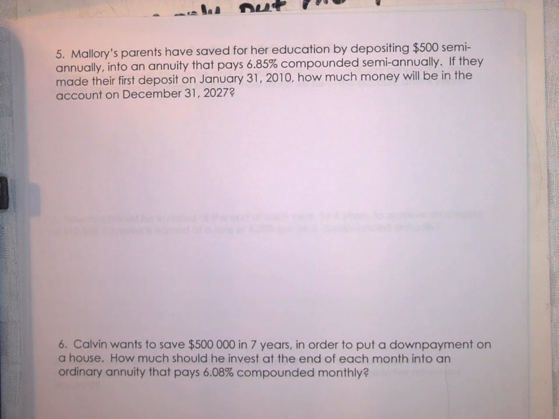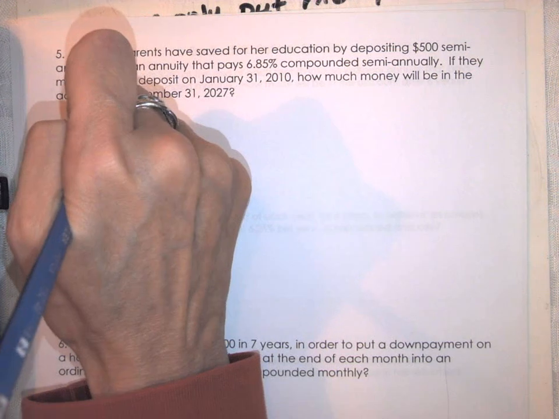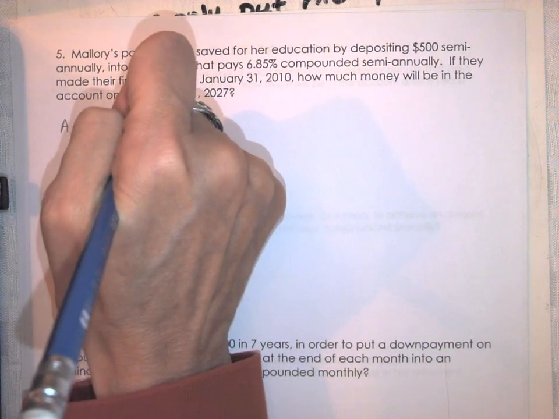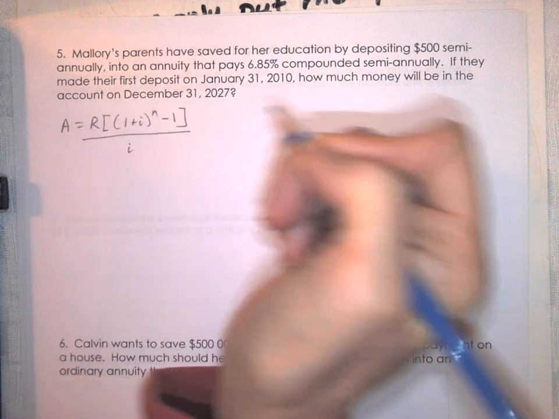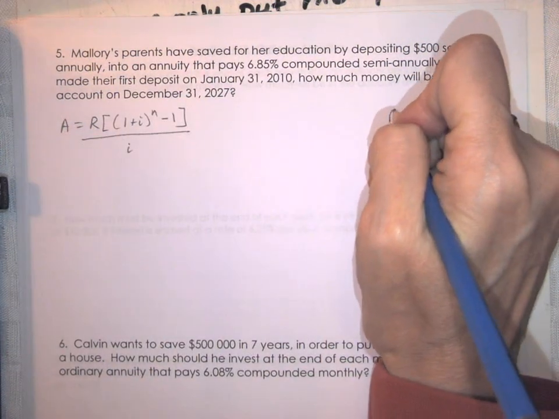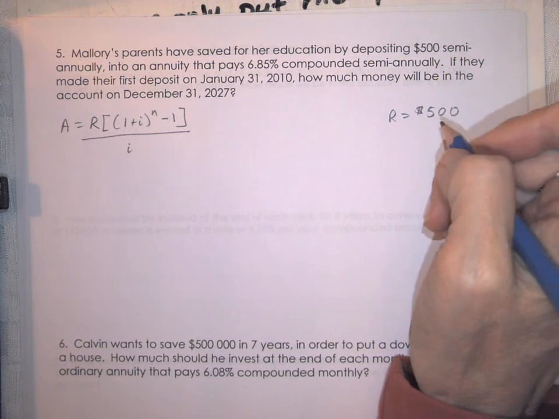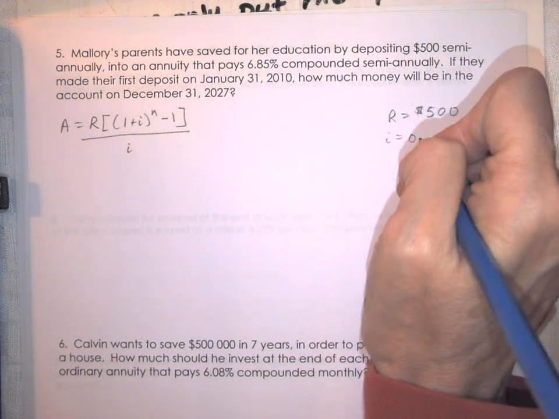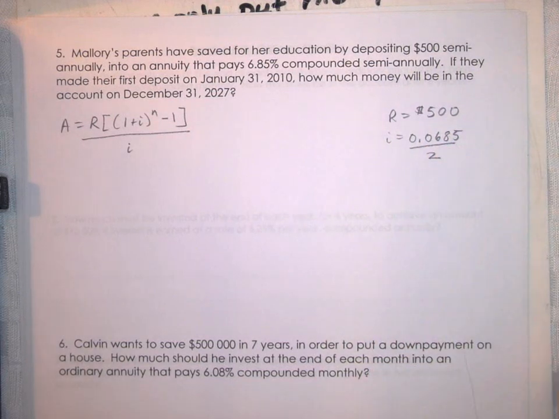Okay, so we want to know A, so let's write out our formula. We know it's an annuity because they're doing it more than once. So they're saving $500, or they're investing $500 twice a year. So I is going to be 0.0685 divided by 2.